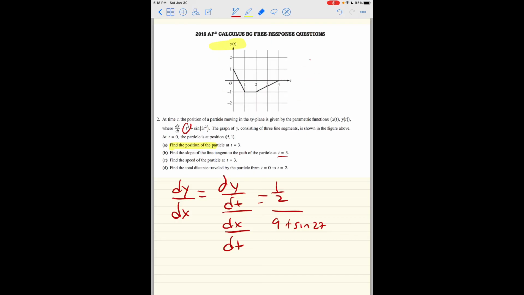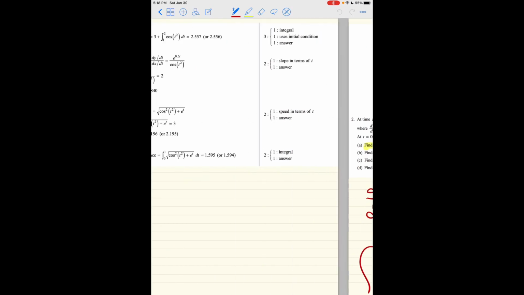The next one is the speed. The speed is equal to the square root of dx/dt squared plus dy/dt squared. And you will find that you would need a calculator at time t equals 3, which is fine. And then the total distance is the integral of it. So basically, guys, that's what we need to know for all of these problems: position, slope, speed, total distance.